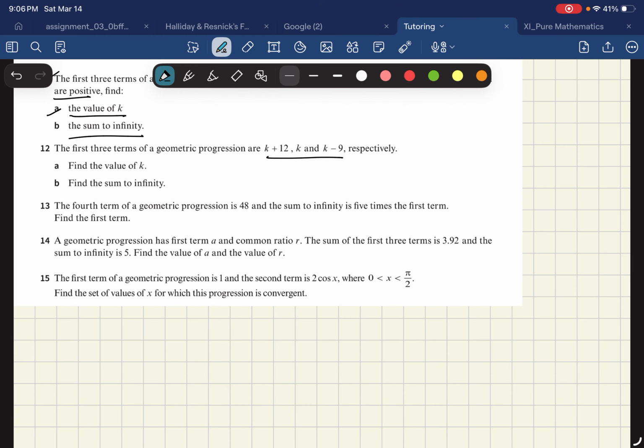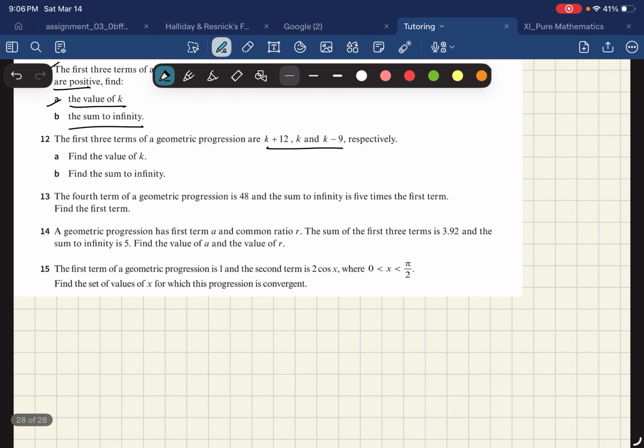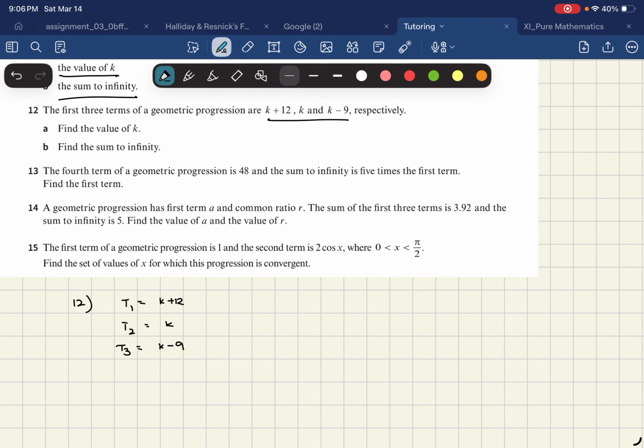So in this video, we're gonna continue where we left off. I believe I barely started question 12 when the previous video cut off. So we're gonna start from question 12. The first three terms are given. T1 is k plus 12, T2 is k, and T3 is equal to k minus 9. All right, so what is the value of k?